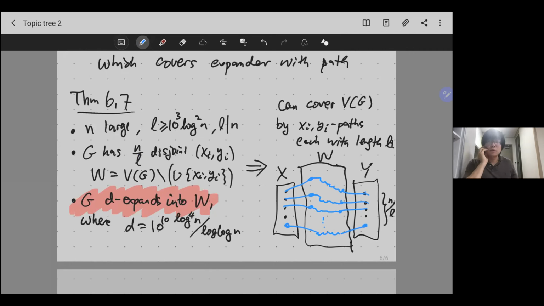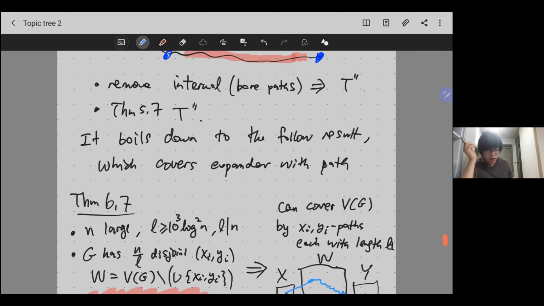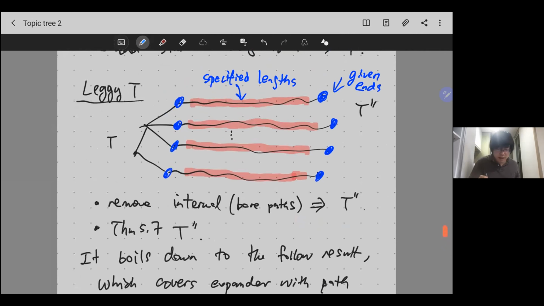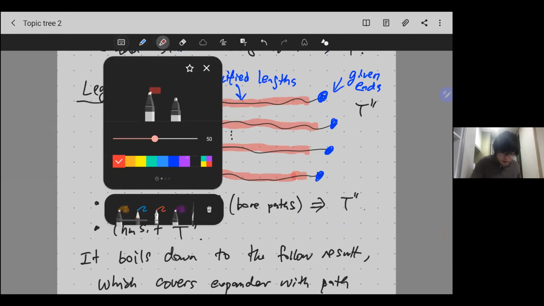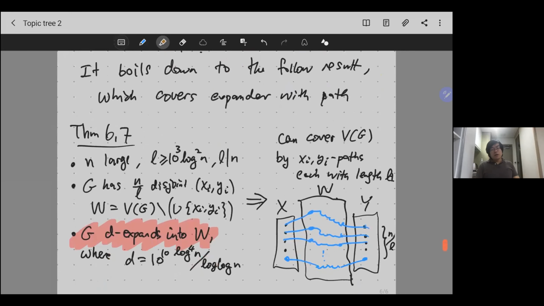Assuming this one, let's now look back to this leggy case. Basically, now we want to apply this theorem 6.7 to here. We embed all the remaining part of T, which is T double prime. Then we show that the remaining part is still not so small. So we have this red expansion property, which I will define.